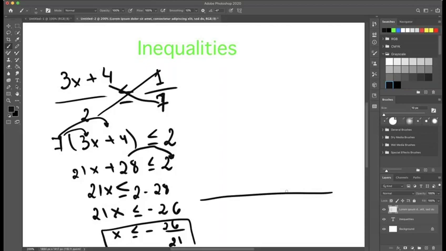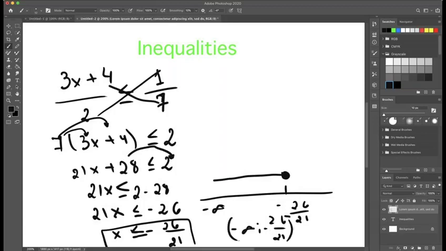On the number line, I'm showing negative 26 over 21, colored one. Why? Because it's included, so it's a closed interval, and going to this side, the left. As an interval, I will write from negative infinity up to negative 26 over 21. That's all. And the bracket will be a square one. Next.